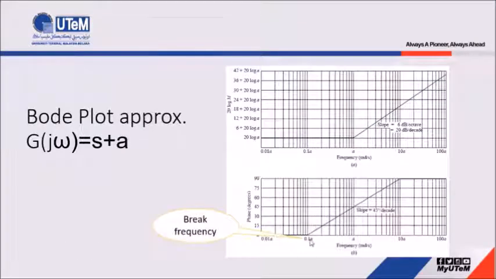Next, for the phase plot, the cutoff point starts one decade before a, which is at 0.1a, and ends one decade after a, which is at 10a. So this slope will be 45 degrees per decade, where the cutoff at high frequency is at 10a, which is equal to 90 degrees. Based on this equation, we can draw starting from 0 degrees, this phase plot will increase with a slope of 45 degrees per decade till 10a, which is at 90 degrees, and this plot will maintain at 90 degrees.